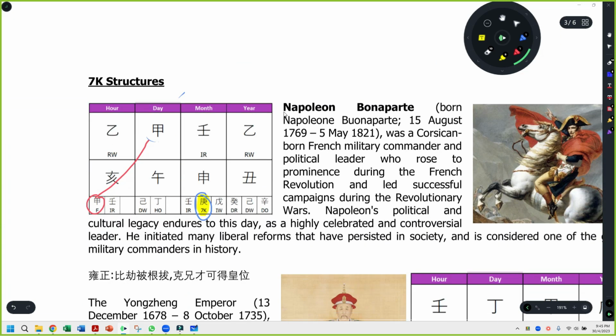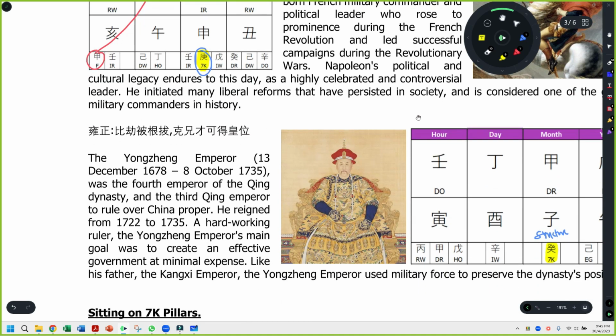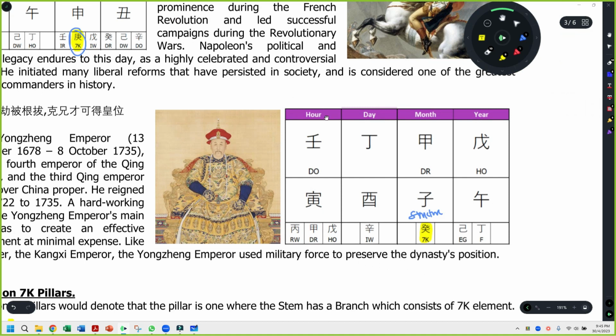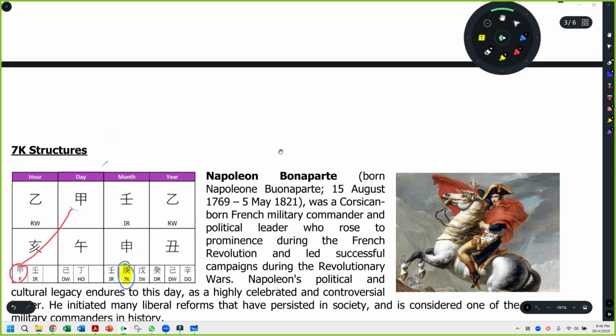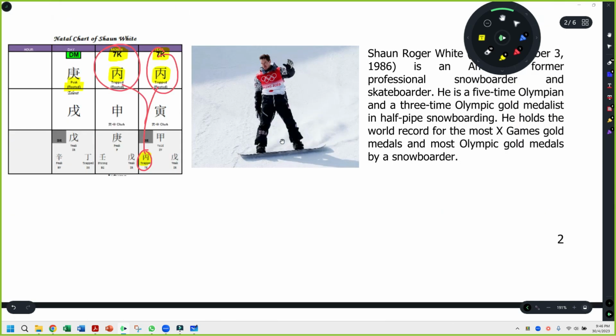Okay. Now when it comes to Napoleon Bonaparte, how many 7 killings do we see? 1. So therefore Napoleon Bonaparte has 1. And how many do we see for Yongchen? Emperor Yongchen. We can also see 1. Right. Therefore, in a way, 1 is nice. 2, not so bad.